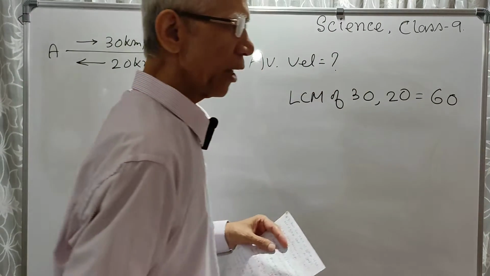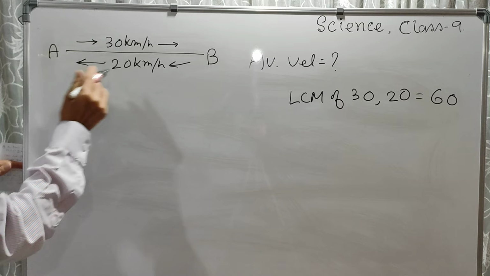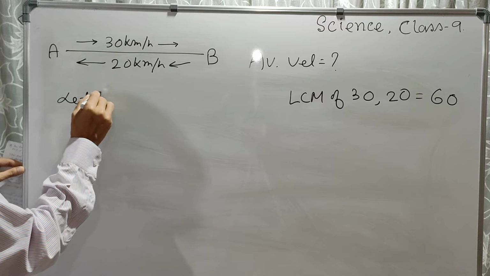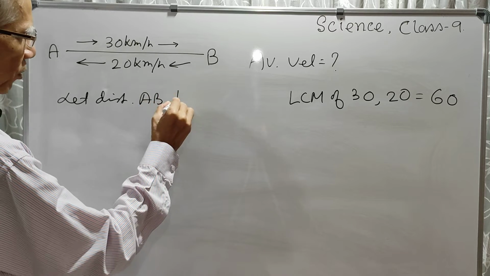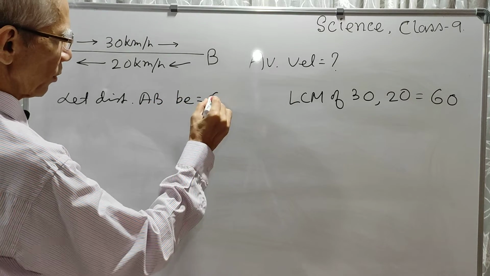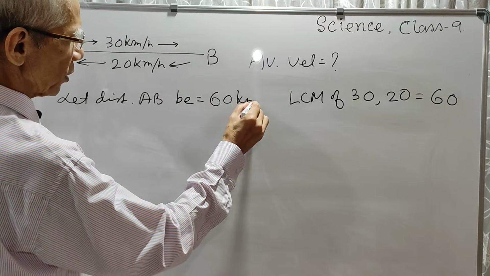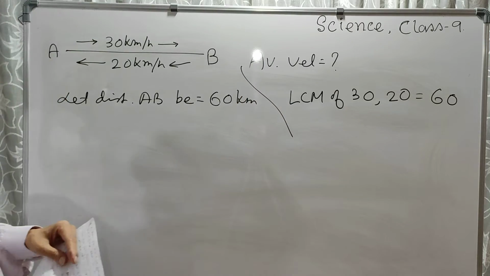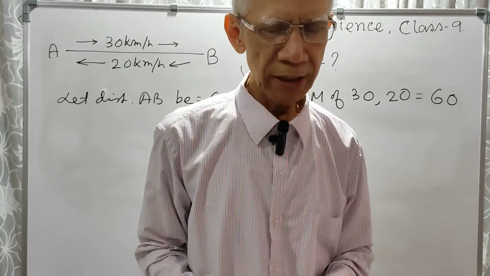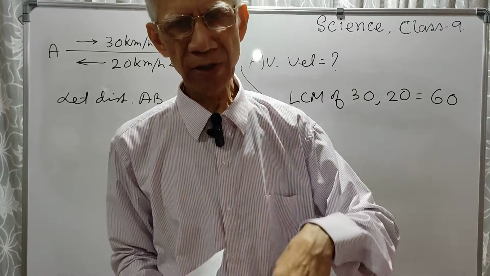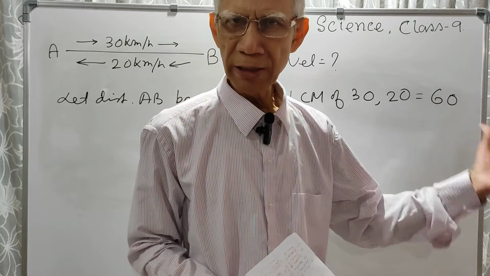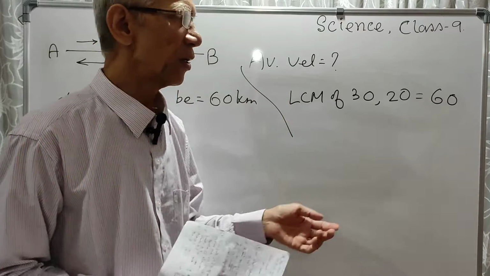Now we can assume the distance from A to B to be 60 km. This is the shortest way of doing it. You can also assume the distance is x, so A to B is x, then B to A is also x. That also works, but it will be a little longer. Now the shortest method is this one.